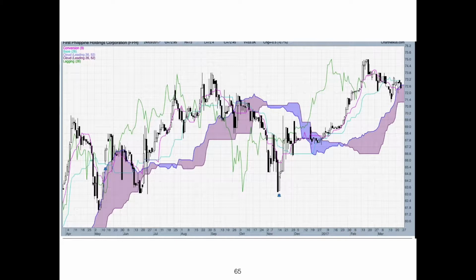Now, another function of the Chikou span is to define ranges. Let's zoom out of the FPH chart. Now, in every price chart, price tends to mark certain areas as its highs and lows. In doing so, it creates price ranges.